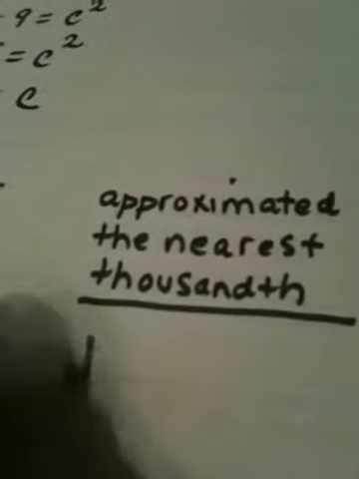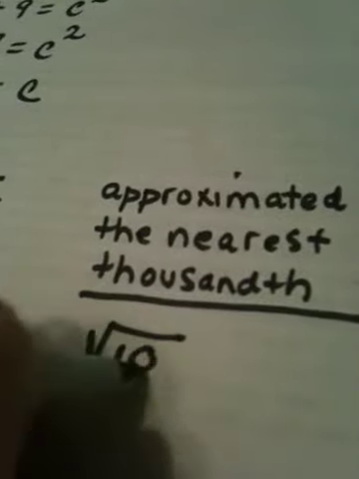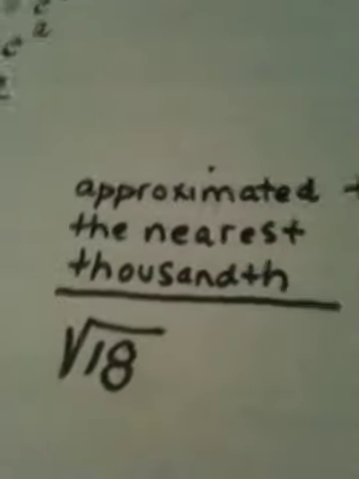Now, over here, it says approximate to the nearest thousandth. Well, we had the square root of 18. I'm going to go directly to my calculator. Okay, I have a graphing calculator. I'm going to push second function. I'm going to turn it on first. Okay, then I'm going to push second function square root. Alright, so you can see the square root of. I'm going to type in 18 and hit enter.